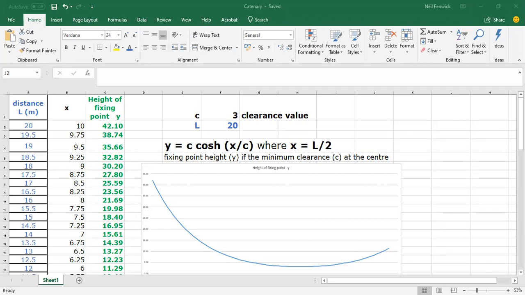Mathematically, it is a hyperbolic cosine in the form of the equation y, which is the height, equals c times cosh of x divided by c. The c value determines the width of the catenary and its lowest point above the ground. Cables with larger values of c will have less sag.